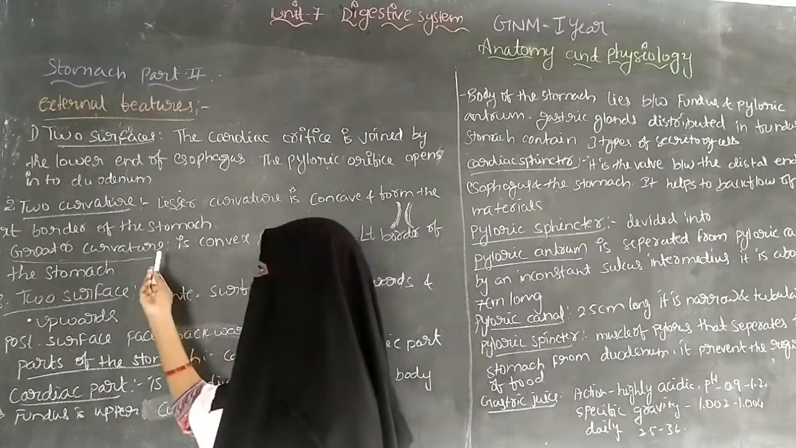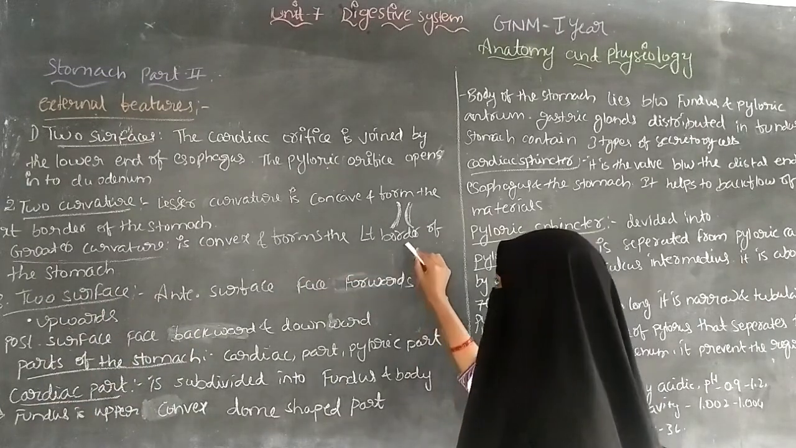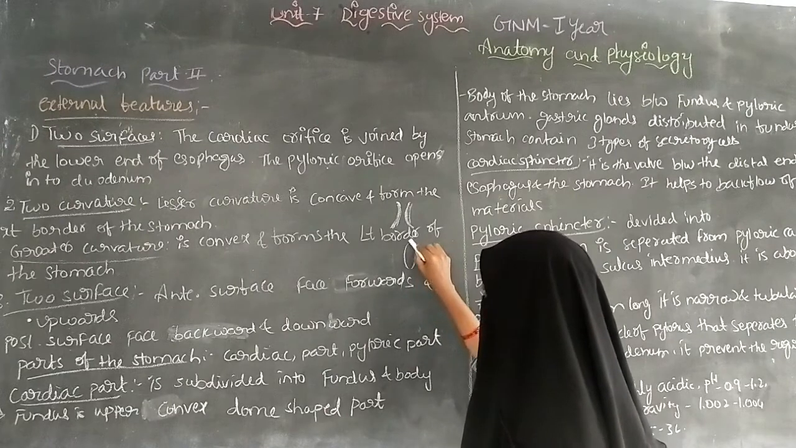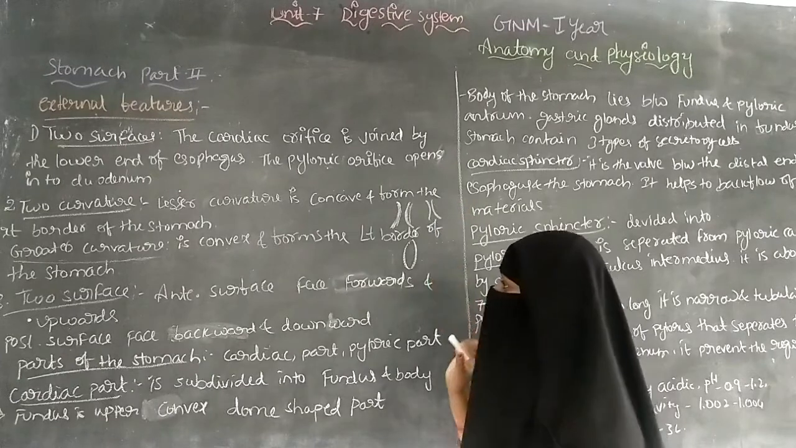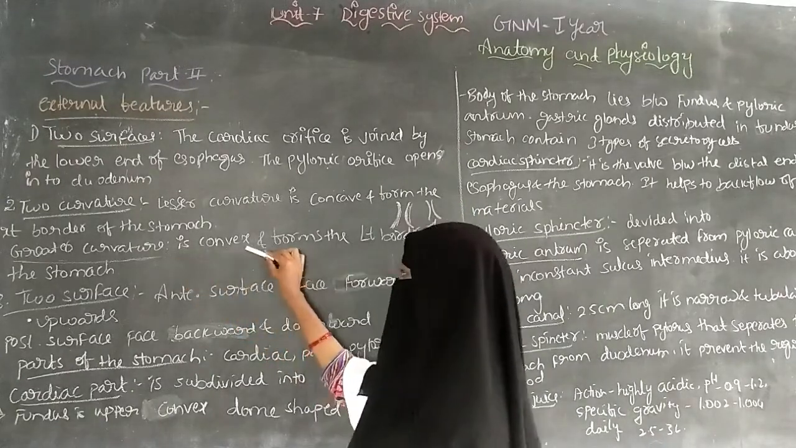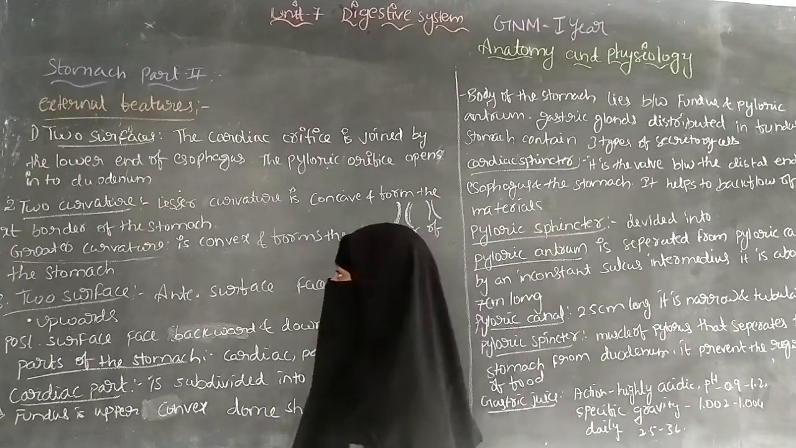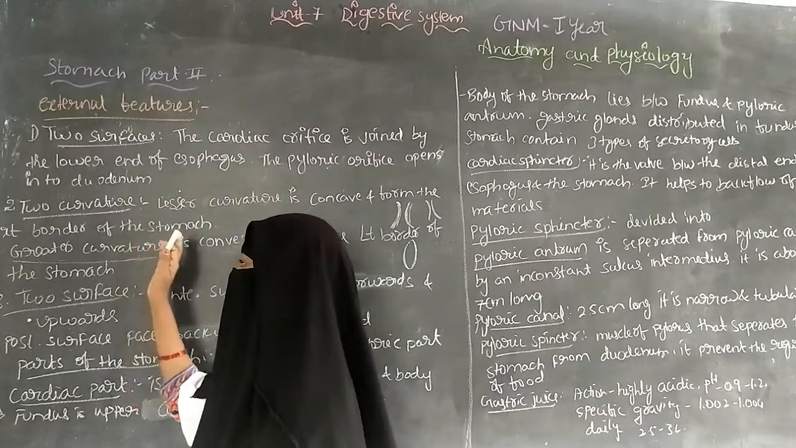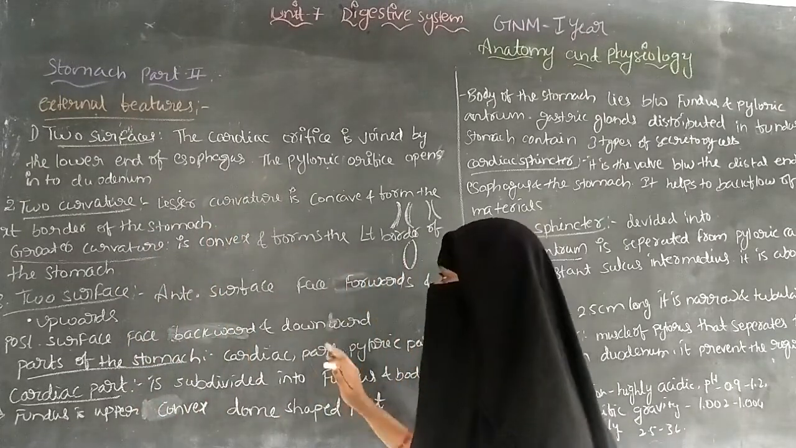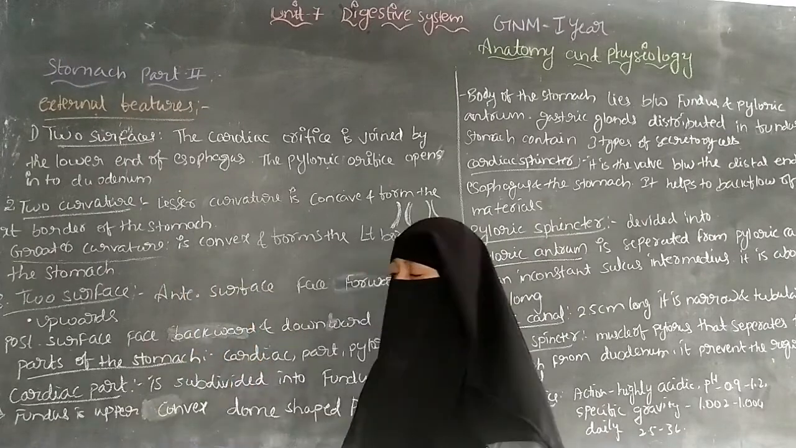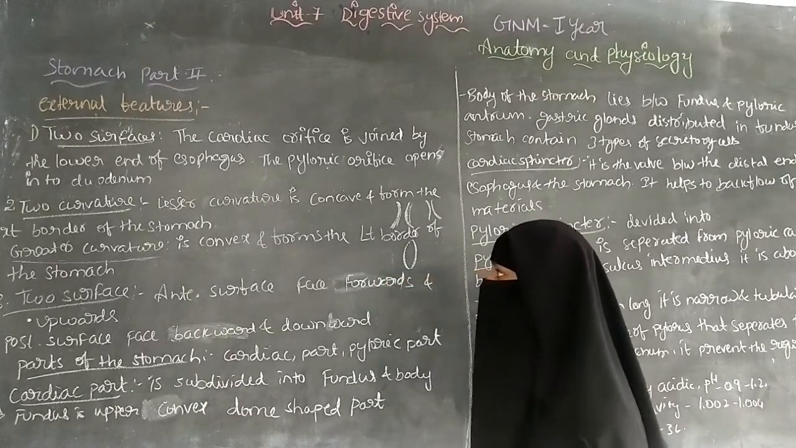And the next one is the greater curvature. The greater curvature is convex, so it has a convex shape. The greater curvature is convex and forms the left border of the stomach. So the right border of the stomach is formed by the lesser curvature, and the left border of the stomach is formed by the greater curvature. These two curvatures are part of the stomach.